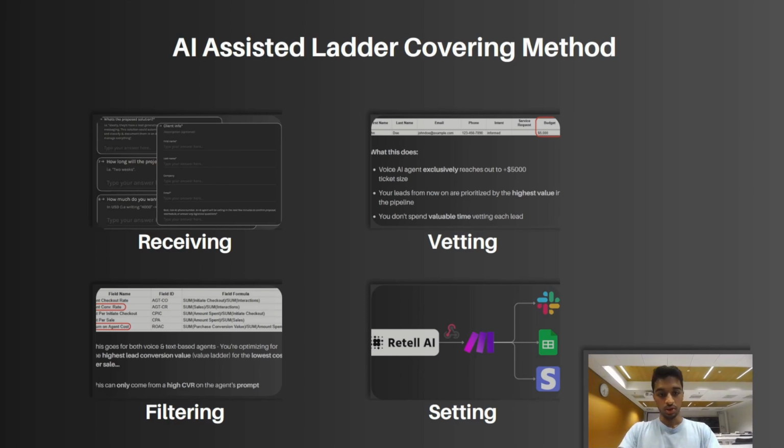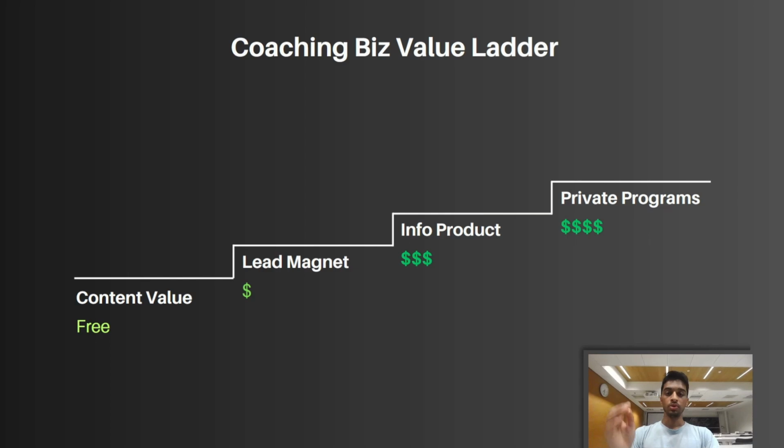Now, the 4 steps, as you can see here on screen, are receiving the leads, vetting them, and then filtering out the bad leads and only working with the good ones. And lastly, using AI to appointment set these leads into your pipeline and fix them as revenue producers. And we're going to run through this 4-step framework using a case study. So this is a coaching business that I automated.